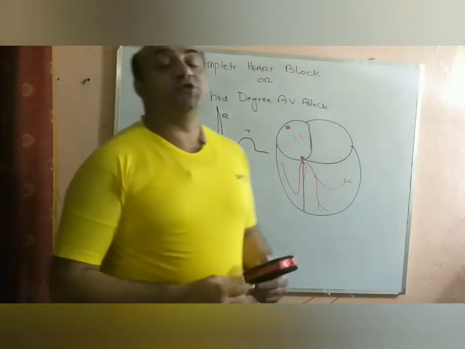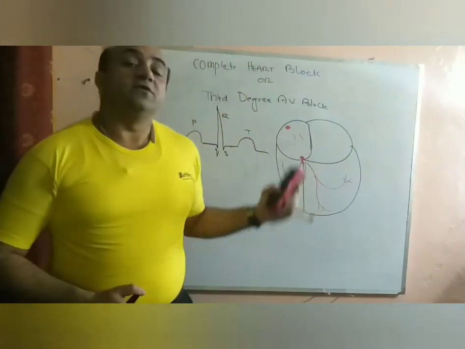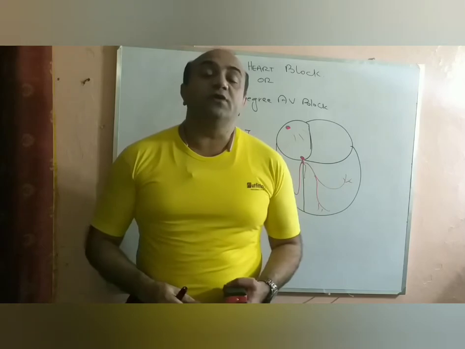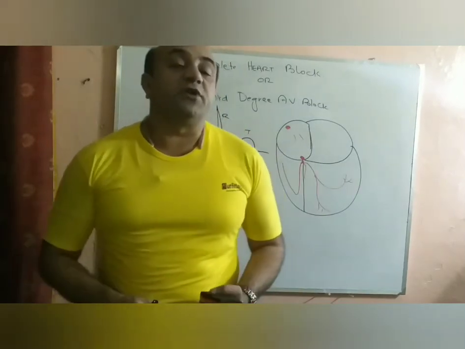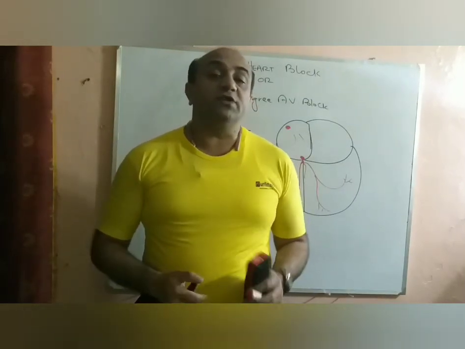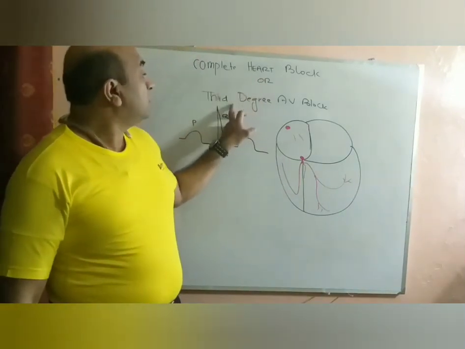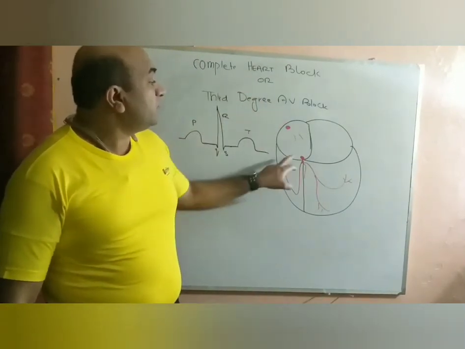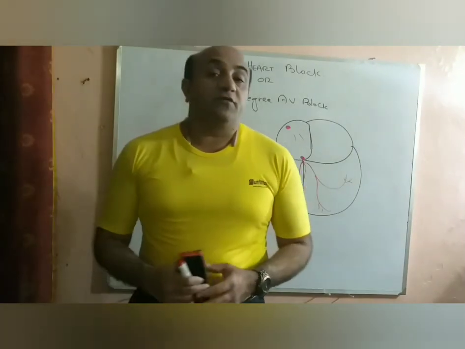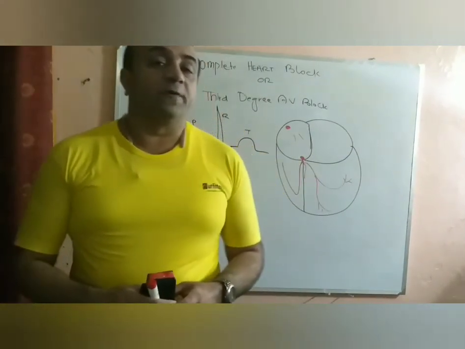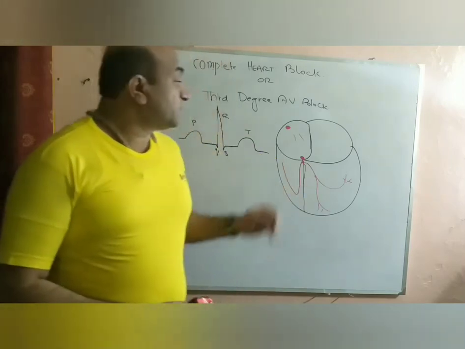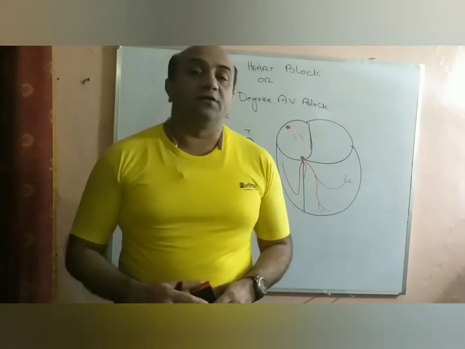So this is the conduction system of the heart, and this is a very important role of the AV node, which is the atrioventricular node and is located between both the atria and ventricles. So when we talk about the complete heart block or the third degree AV block, we'll be confining our discussion to the atrioventricular node. Now this is the conduction system of the heart.